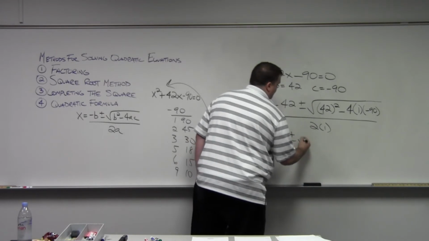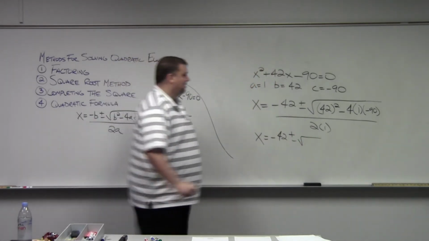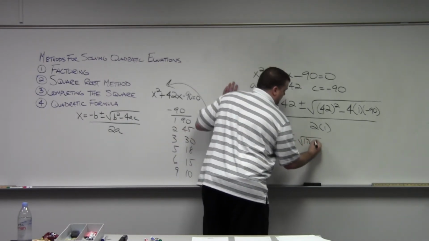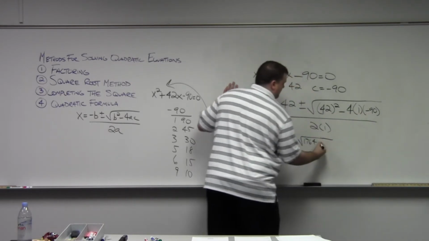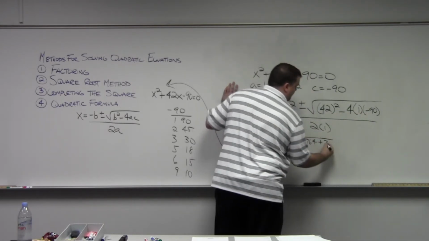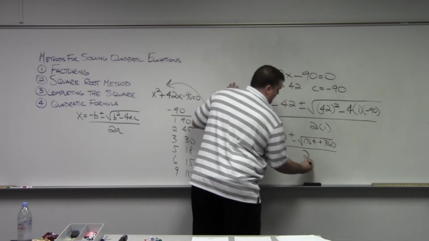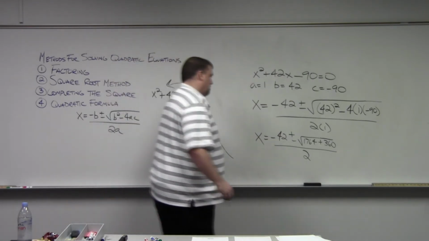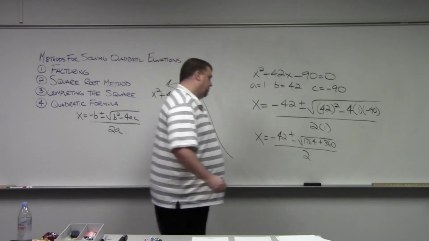I'm hoping somebody can tell me what 42 squared is because it has figured out. 1764. And then notice here we have 2 minus signs. So it's going to be a positive 360, correct? Over 2. And then 360 plus 1764 is 2124, I believe.